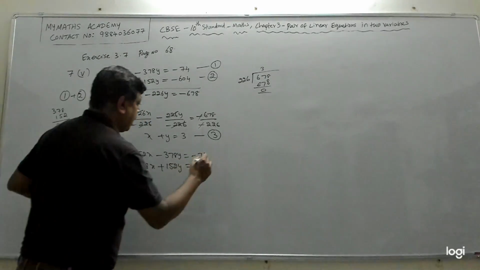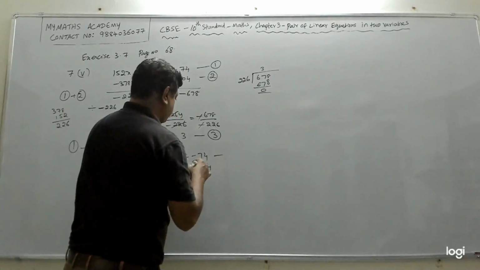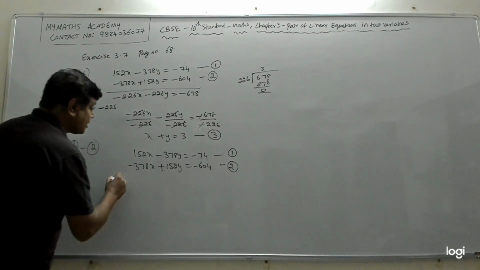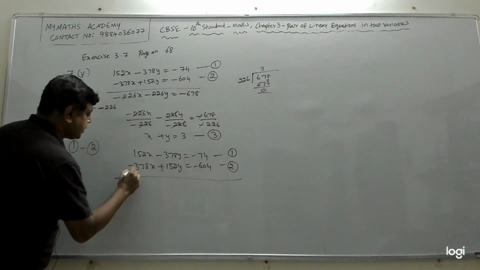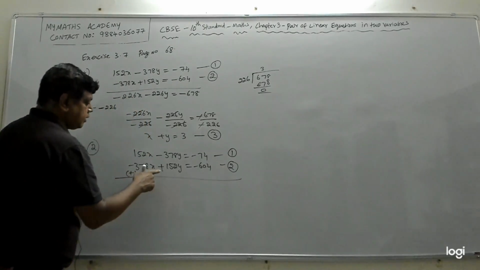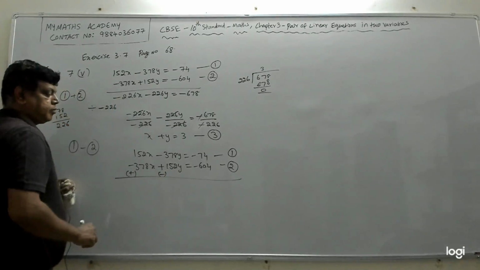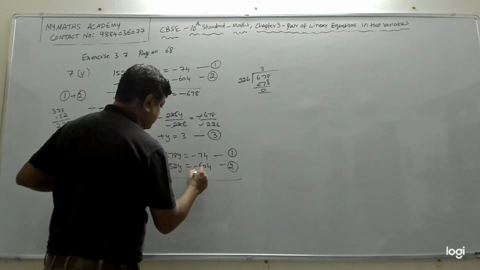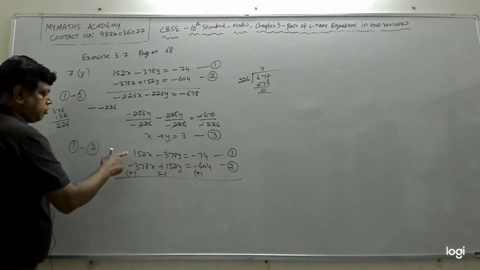So we will have this as equation, the same equation 1 and 2. I'm taking the same equation 1 and 2 and I'm going to subtract. When I subtract, I will change the sign. So this minus will become plus, this plus will become minus, right? And this will become plus. This minus will become plus. Now if you add them, what do we get?